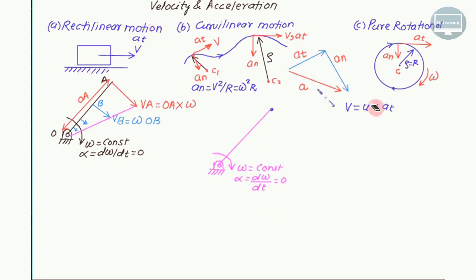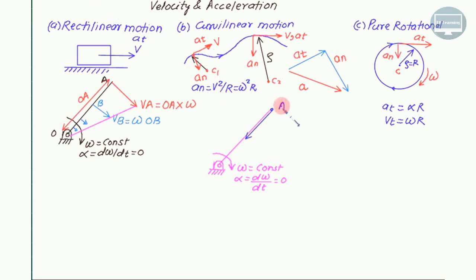So tangential acceleration is normally given by a_t equals alpha multiplied by radius r, similar to tangential velocity equals omega multiplied by r. So alpha is equal to 0, and the tangential acceleration at all these points will be equal to 0. But do all these points have the normal acceleration? The normal acceleration is given by v square by r.